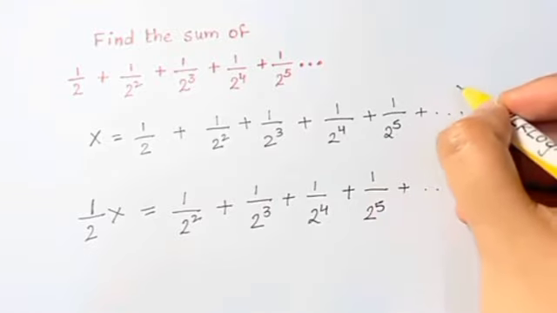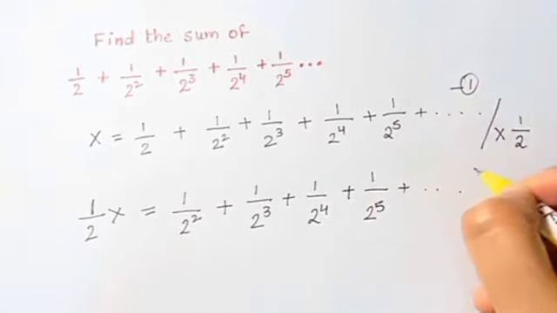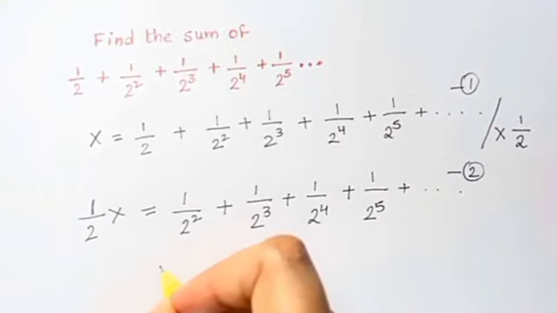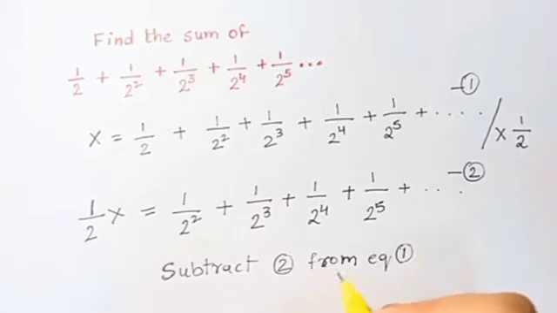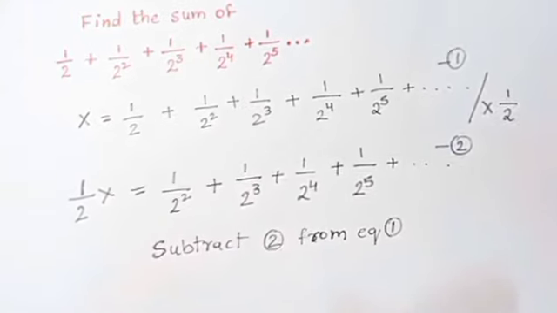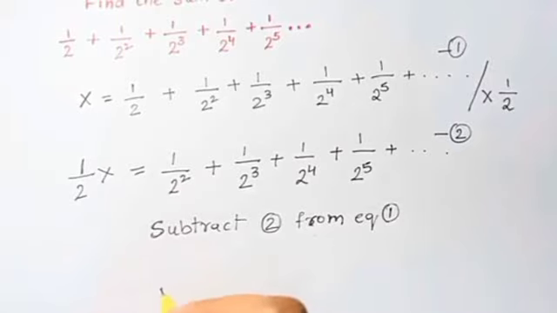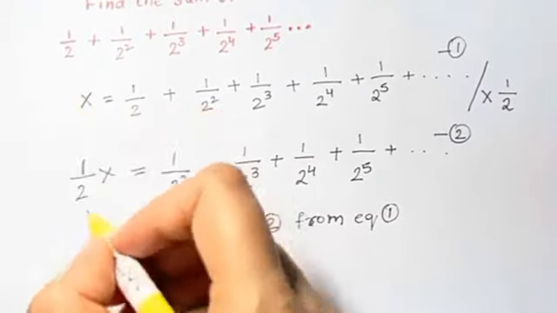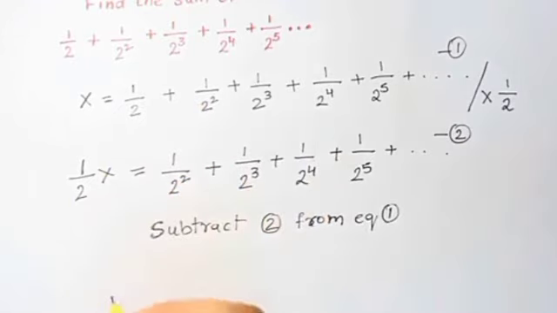Now let this be equation 1 and let this be equation 2. So what we are going to do is subtract the two equations. Subtract equation 2 from equation 1. So what do we get? When we subtract, the coefficient of x is 1. So 1 minus half is obviously half.